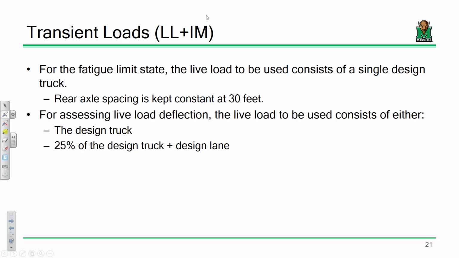When you assess live load deflection, bridges must not only meet strength and fatigue requirements, but there's an optional check that says if your owner so chooses, they will impose a limit just on straight deflection. But every owner in the country does that, so it's not very optional. It's pretty much you have to do it. So there's the design truck, or 25% of the design truck plus the lane.